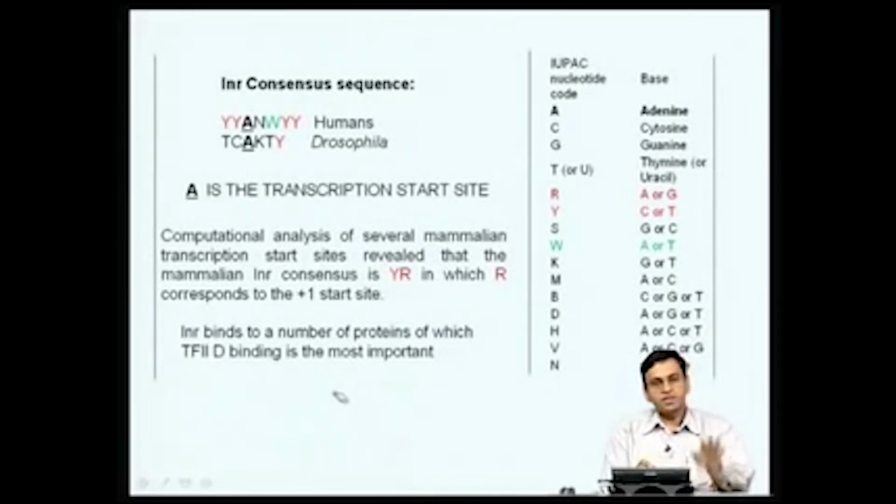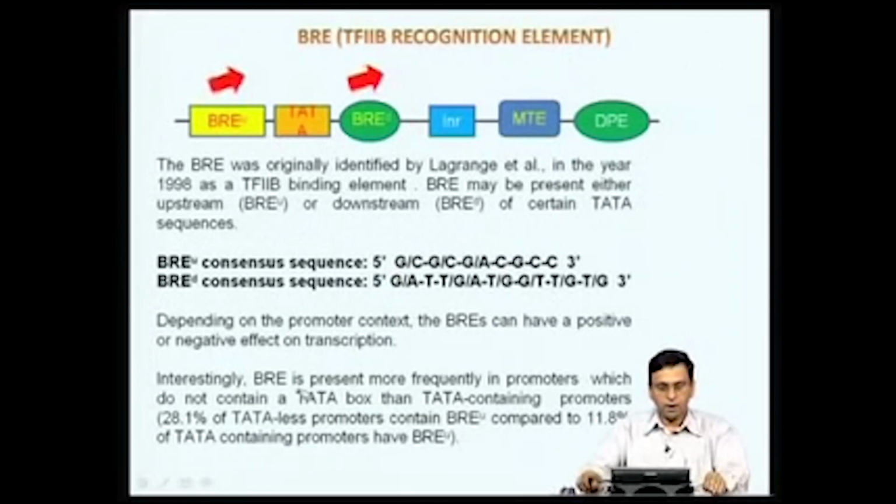So, remember, the TFIID component of the general transcription factors can not only bind a TATA box, but it can also bind to an initiator motif in TATA-less promoters. Now, the second important cis-acting element, or core promoter element, which was discovered in addition to the TATA box and initiator, is called the BRE, which stands for TFIIB recognition element.